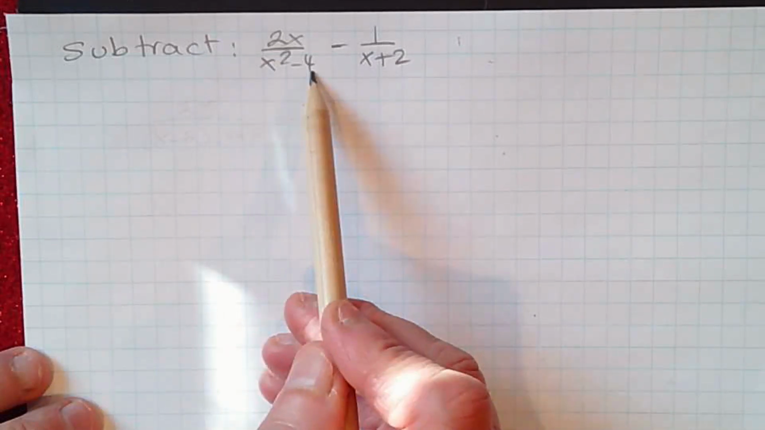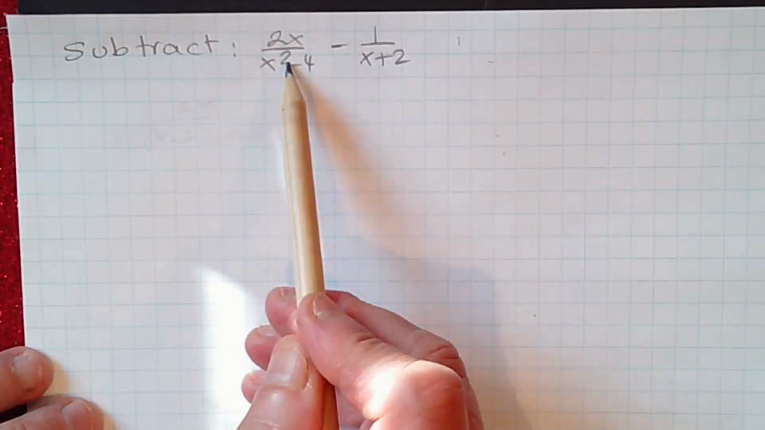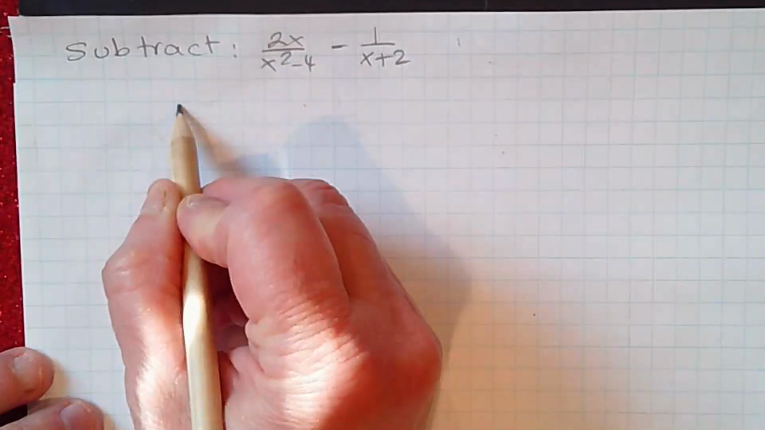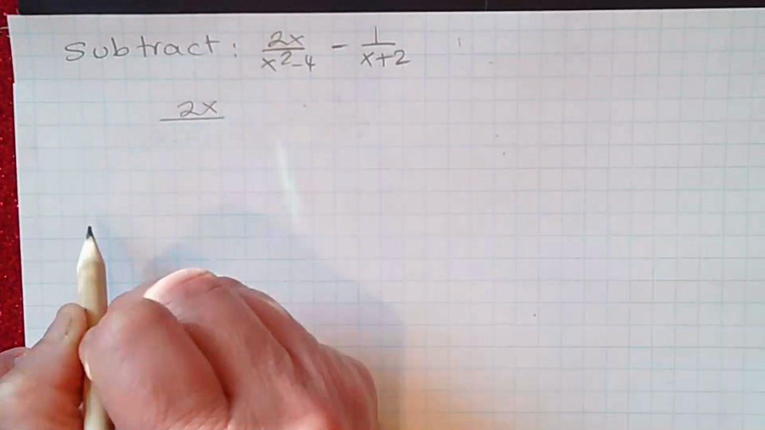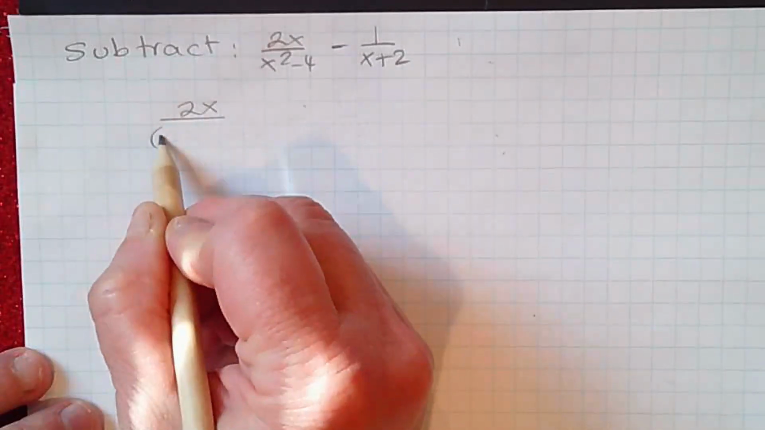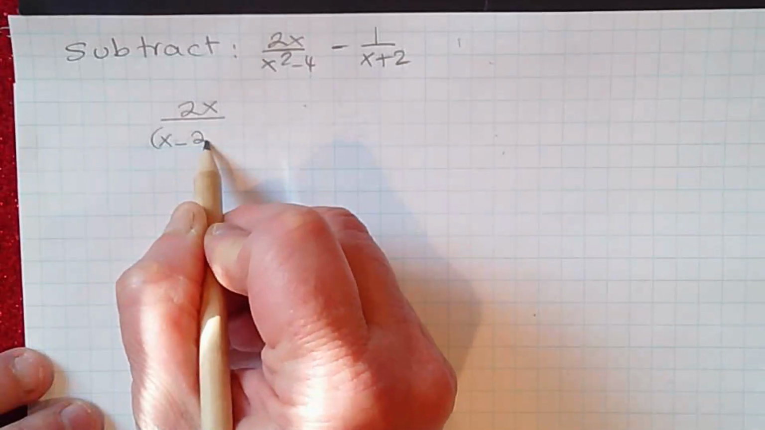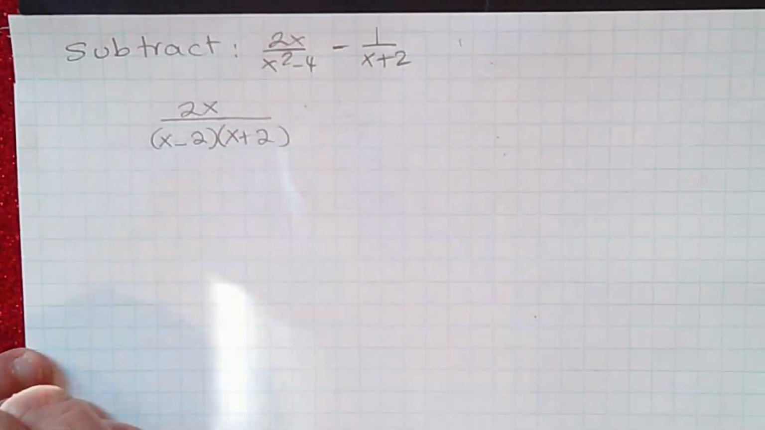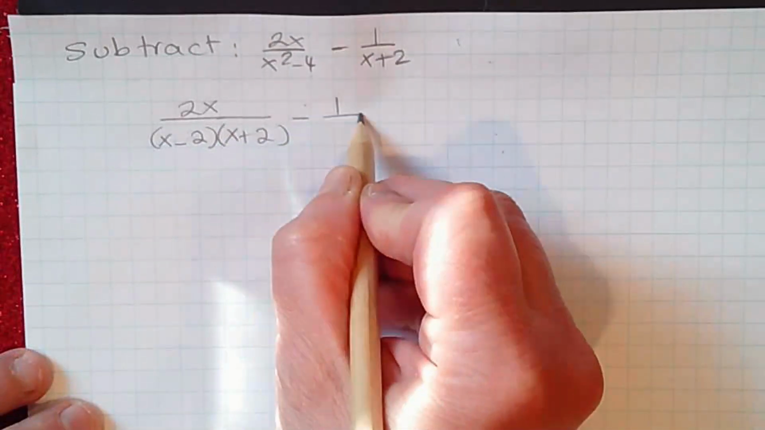If you notice here, the first fraction, we have x squared minus 4. That's a difference of squares. So what do we get? We get 2x over, factor the denominator here, we get x minus 2 times x plus 2, minus 1 over x plus 2.